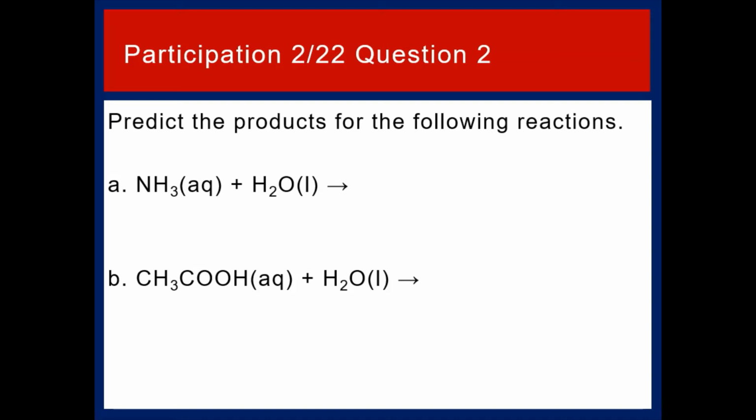Participation 222, question 2. Predict the products for the following reactions. First, we have NH3 aqueous plus water liquid. And second, CH3COOH aqueous plus liquid water. This is the second question on participation 222, due Tuesday, February 22nd at 11:55 p.m. Over on Blackboard, the link to the assignment is right below the links to these videos. Again, predict the products for each of the following reactions. You just need to type out the formulas of the products. You don't have to write the whole equation if you don't want. It's NH3 aqueous plus H2O liquid as the reactants for the first reaction. For the second reaction, your reactants are CH3COOH aqueous and liquid water.